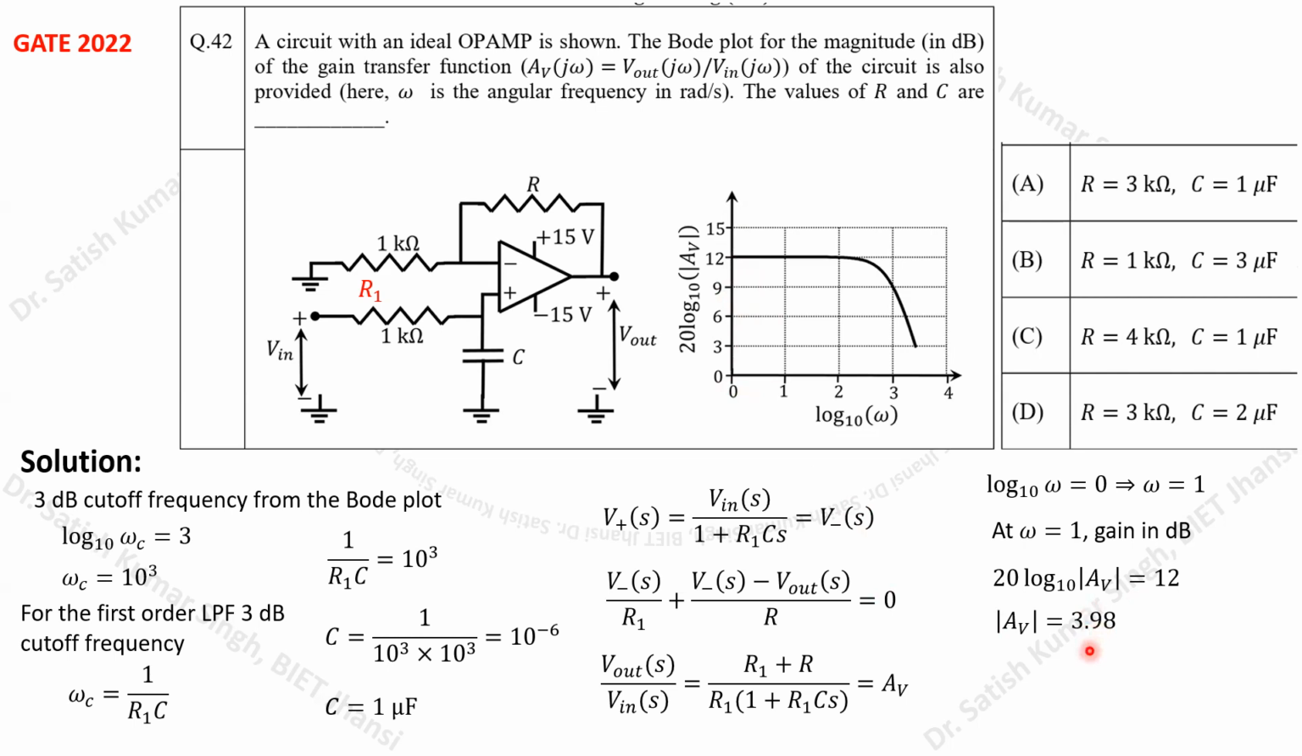Because it is a low pass filter, we can consider that at omega equals 0, this value will be almost equal to 4. Okay, so it is almost equal to 4.